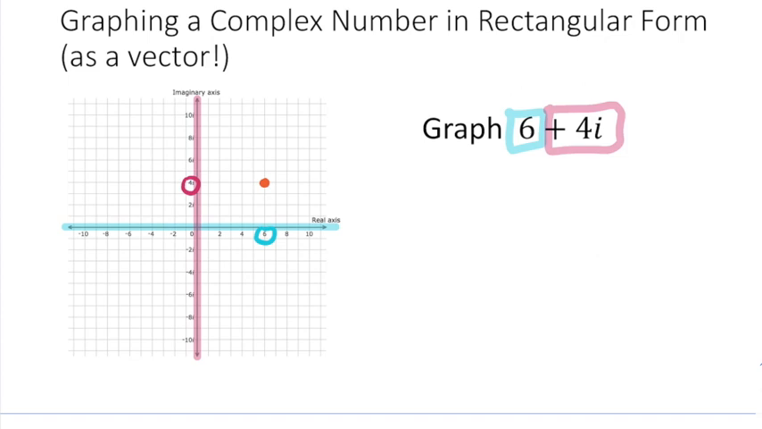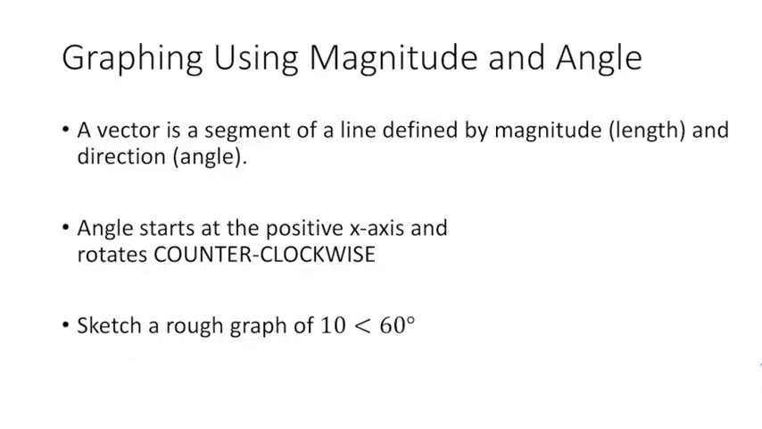Now, a vector is a directional line segment that starts at the origin and points to that point that we just drew. And in our projects, we'll be using the vector representation of an imaginary number to solve some real-world problems. Now, there's also another way to graph a vector that uses the length of the line segment and the angle that it's directed. Something to keep in mind, the angle starts on the positive x-axis and rotates counterclockwise.